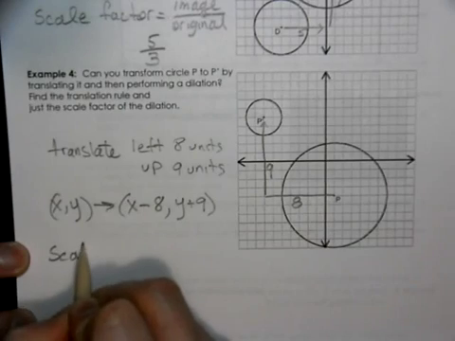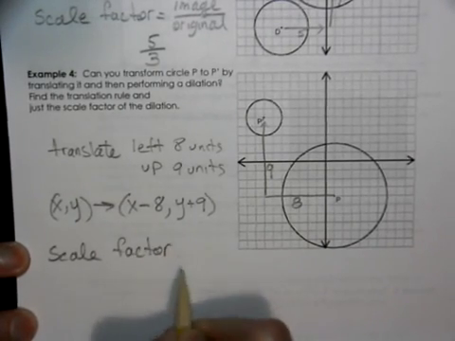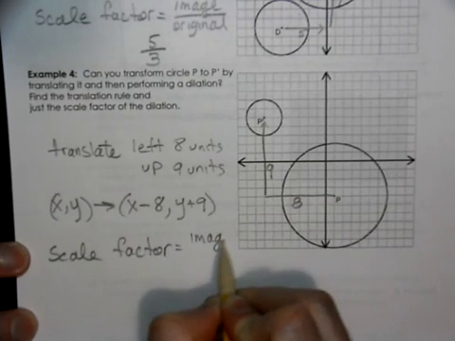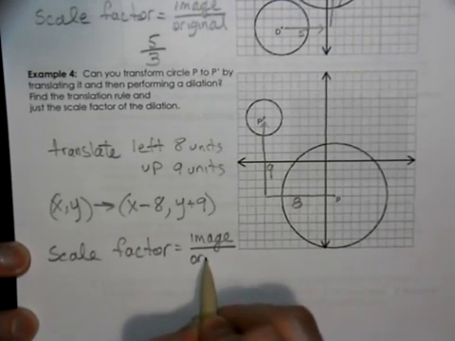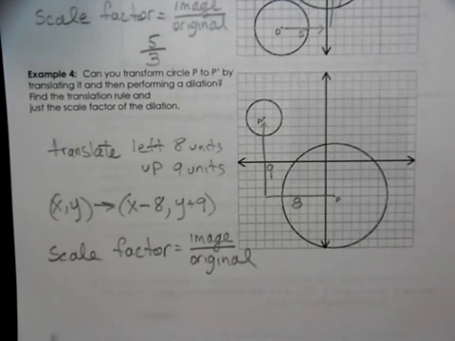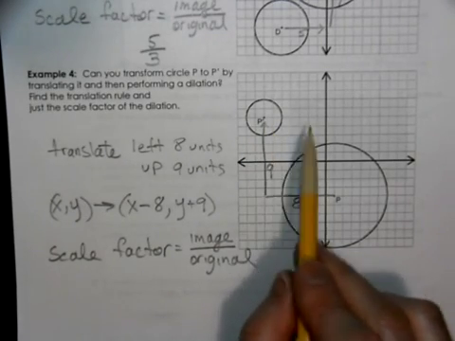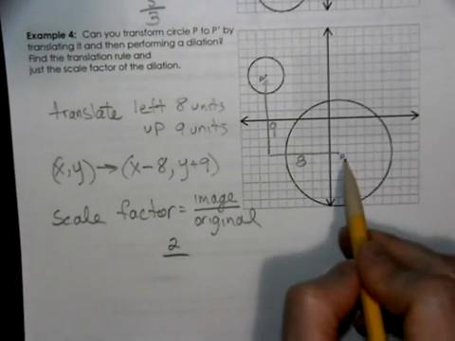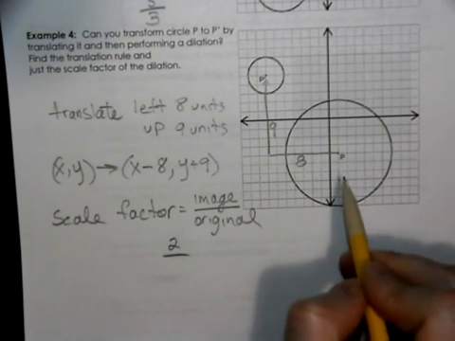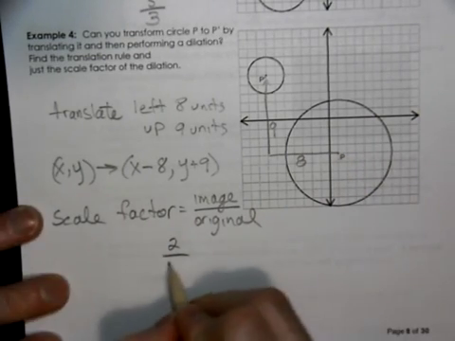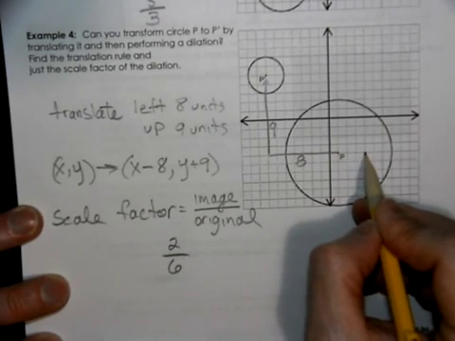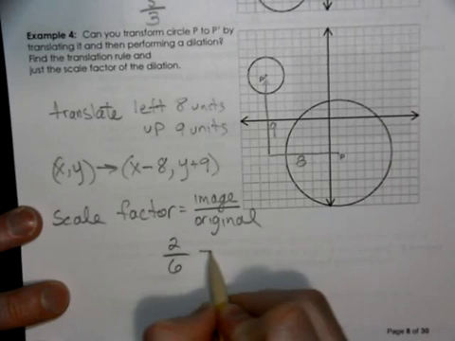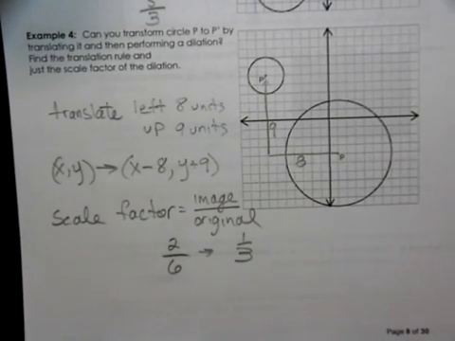The scale factor, remember, is image over original. The image, which circle is considered our image? It's the P prime is your image, so it has a radius of 2. The original does not have the little tick mark above the letter, so it's just the P. It has a radius of 6, and that can be reduced down to 1/3.